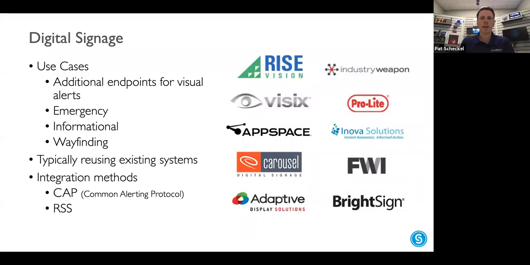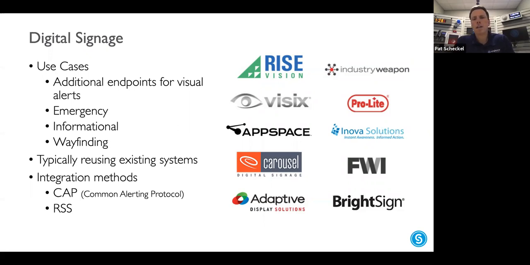We see wayfinding as being probably the most applicable and relevant to the emergency notification discussion, where the software is intelligent enough that when you send an alert, depending on the type of alert, whether it's shelter in place or whether it's evacuate, it will serve as wayfinding. So it'll give you an arrow, go this way, take the next left, that sort of thing.